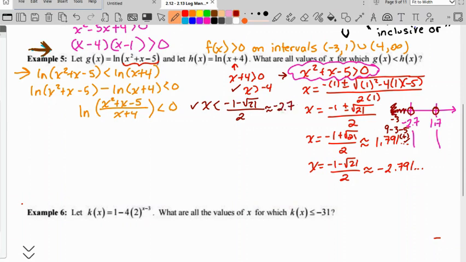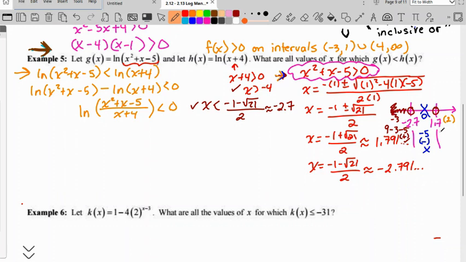Okay. And then if we take a look at that middle section, let's check that next section. A number between negative 2.7 and 1.7 that's easy to plug in. Let's try 0. So if I plug 0 into the quadratic here, 0 squared is 0 plus 0 minus 5 is negative 5, which is negative. Is that greater than 0? It is not. So that section of the domain is not included. And so then if we check that last section, a number bigger than 1.7, how about we try 2, plugging into this quadratic.